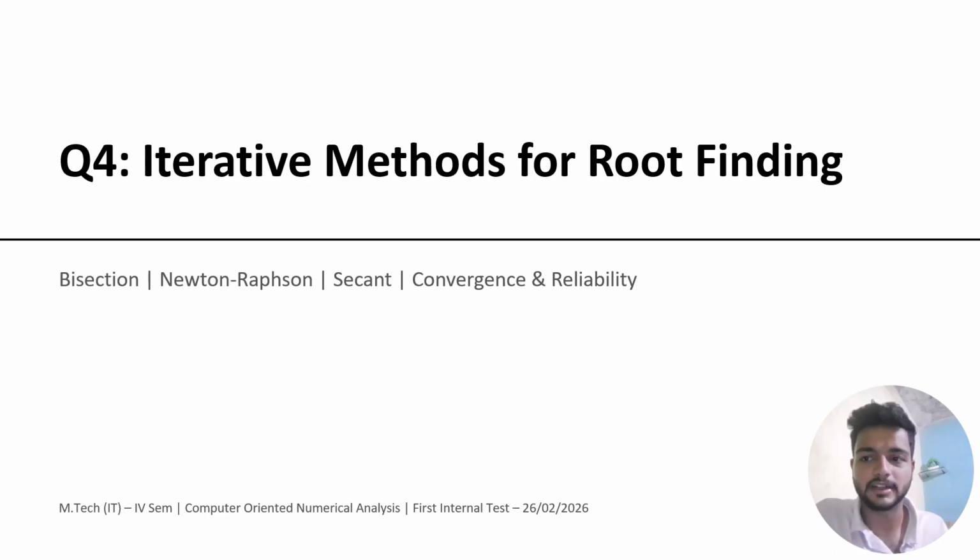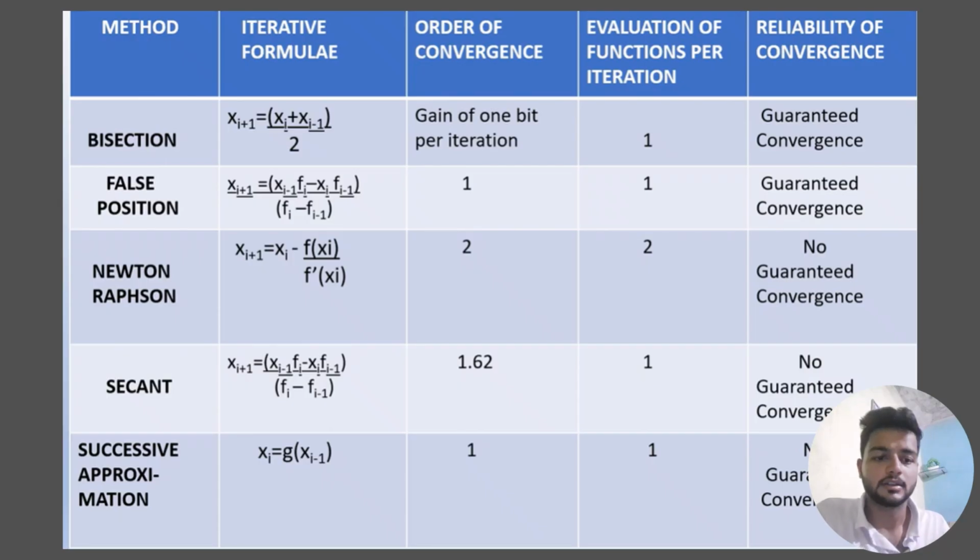Iterative methods for root finding: bisection, Newton-Raphson, secant, convergence, and reliability. These are the 4 methods, and we'll be discussing the convergence. In bisection, the iterative formula is this. Its order of convergence is 1 bit per iteration. Evaluation of function per iteration is 1. Reliability of convergence: it gives guaranteed convergence.